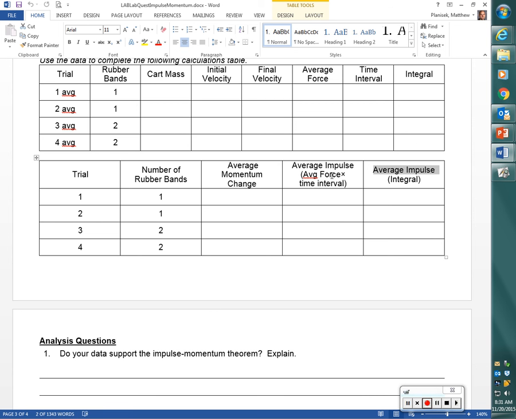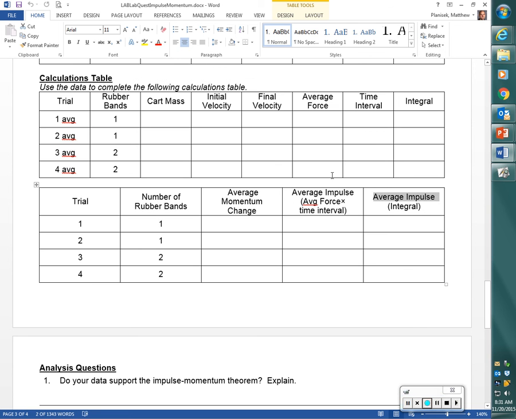Okay? Actually, if you look at it in this calculations table, I think my pen is running out of battery. Oh. Not really sure where all my batteries went. Oh well. Oh, there's the rechargeable one.